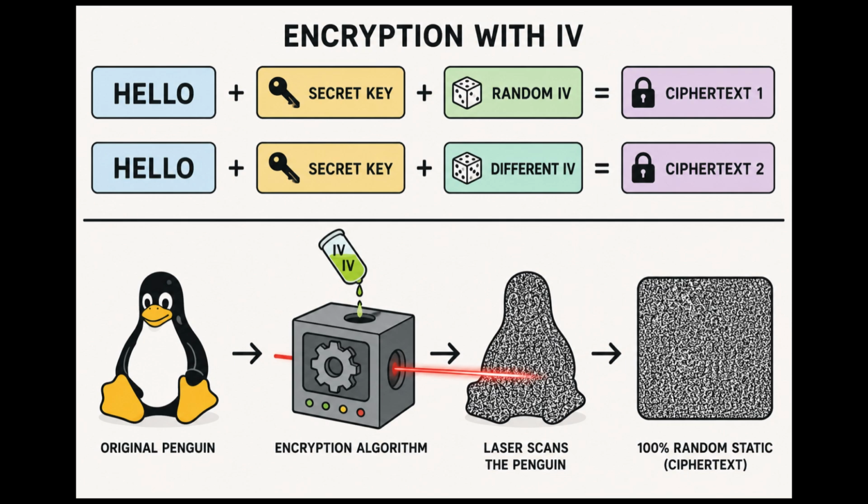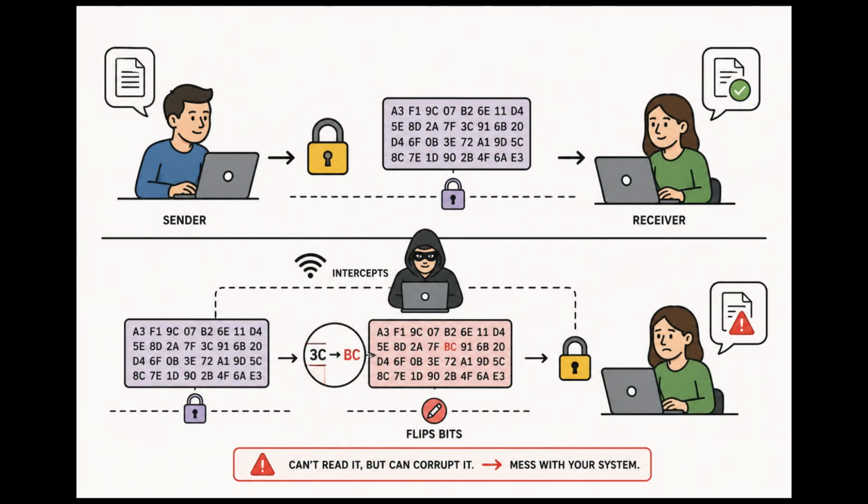We destroyed the patterns. But hackers had one more trick. What if they intercepted your encrypted message in transit? Because they absolutely can. And they randomly flip bits of the ciphertext that you are sending. So they cannot read it, but they can corrupt it to mess with your system.